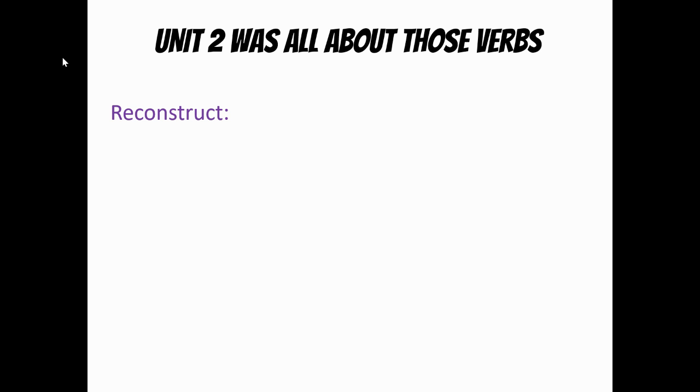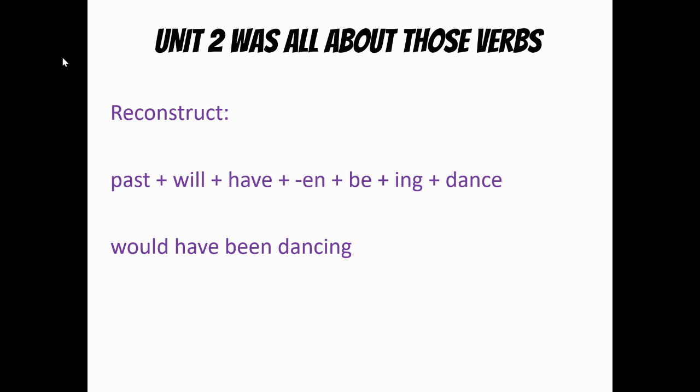I'm also going to give you some reconstructing of the verb string. So I give it to you in its mathematical equation and say, hey, can you glue this back together? Which I typically think this is a little easier. So the past of will is would. There's have. En plus be is been, and ing plus dance should be dancing. It should make sense in your head when you reconstruct it. So would have been dancing is my whole verb.